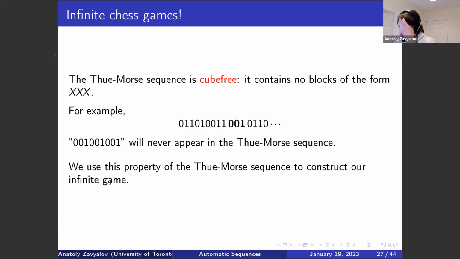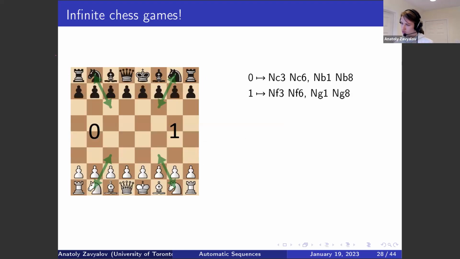So how we're going to do it is we're going to map 0 and 1 to some sequence of moves. Here, 0 will correspond to taking the knights on the left side of the board and moving them out and then moving them back in. So knight c3, knight c6, knight c3, knight c6, knight b1, knight b8. We'll just move the knights on the left side of the board out and then move them back in. That's going to be 0.